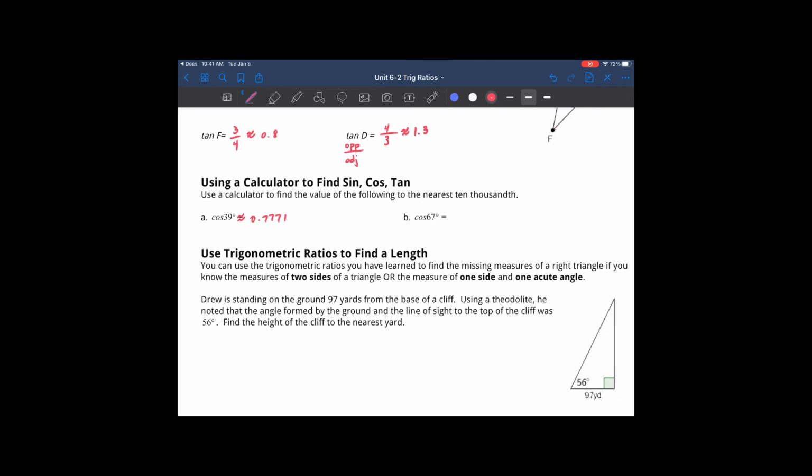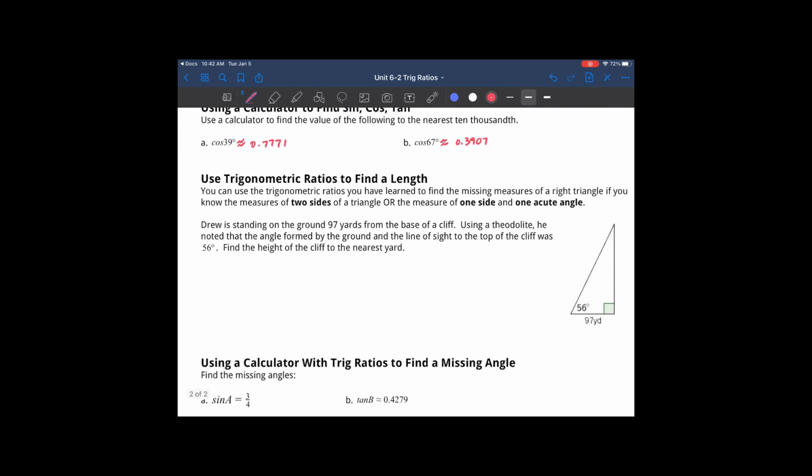Cosine of 67, simply punch it in your calculator and see what you get. You should get 0.3907, and then that's it. That's as simple as just punching it in your calculator.